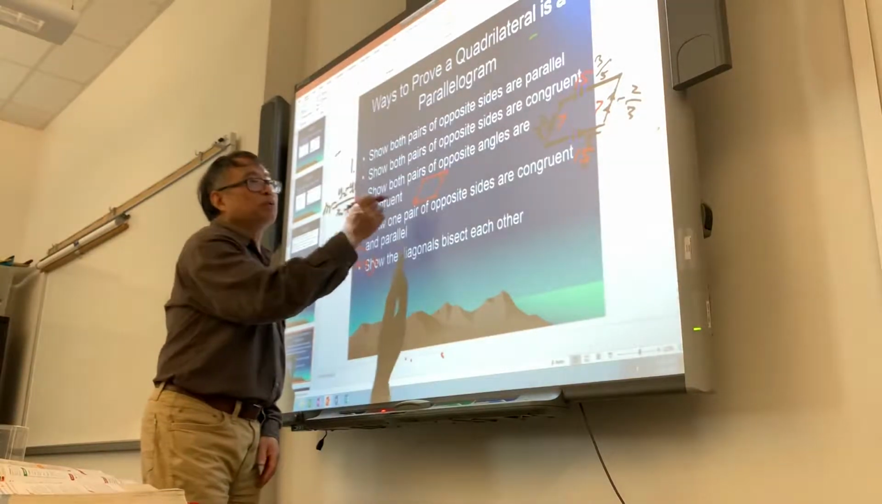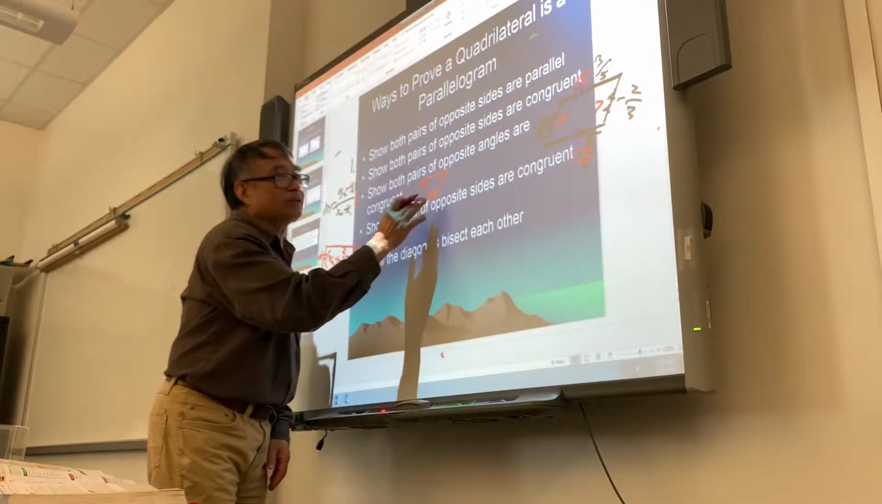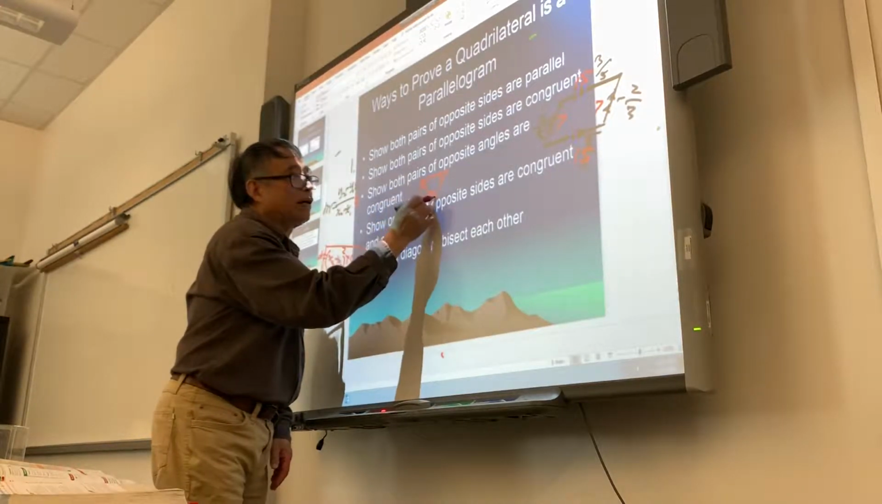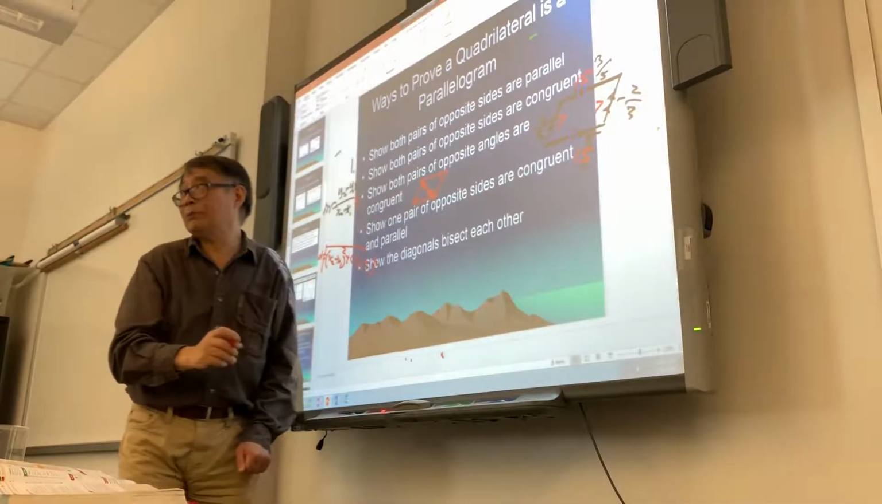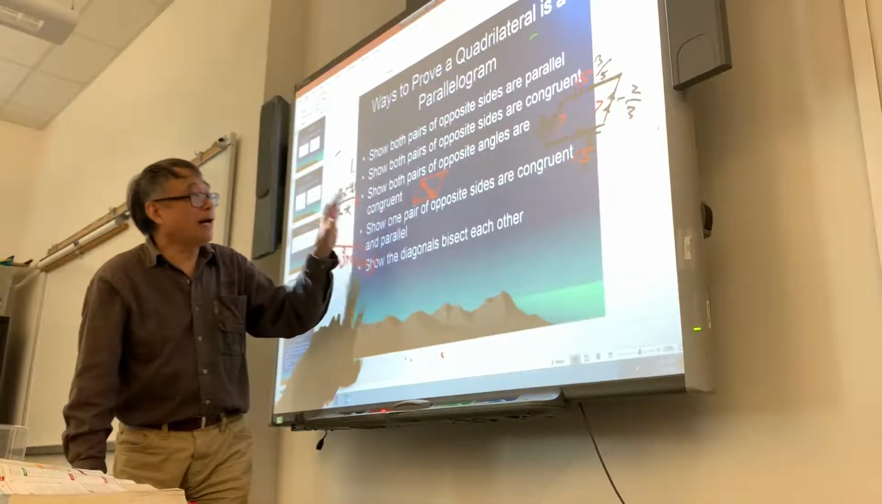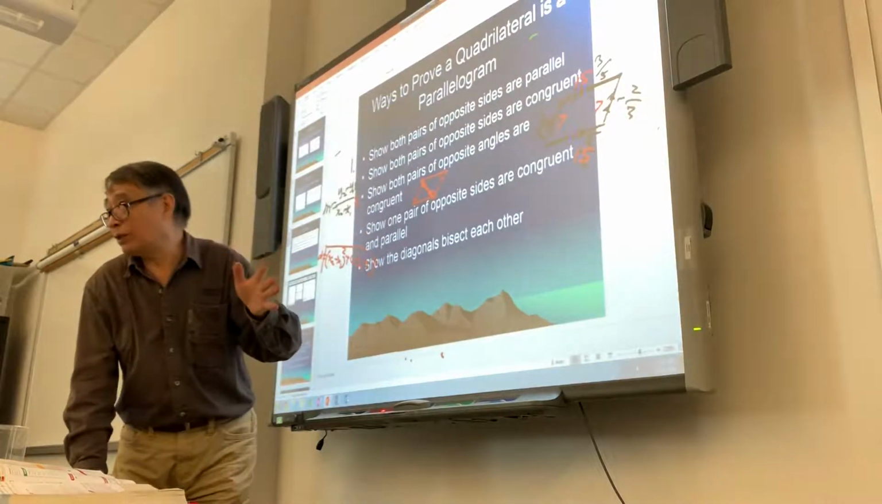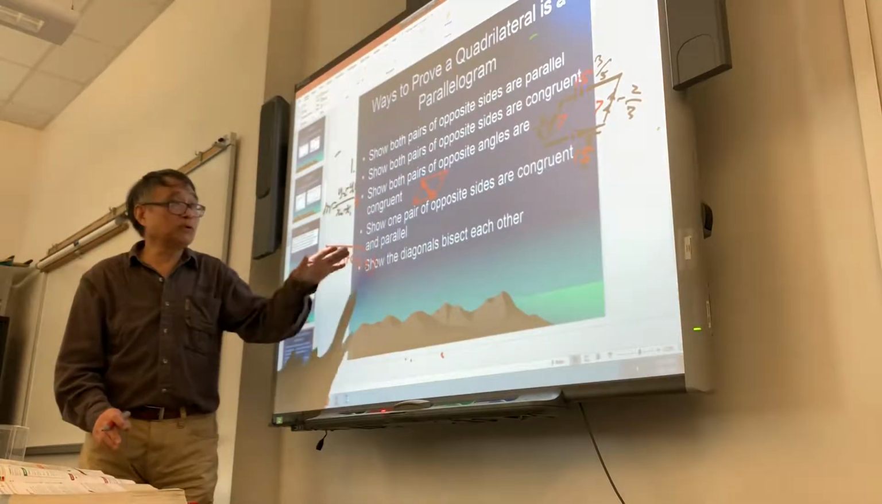So you have to prove this angle is congruent, and this angle is congruent. How to get this angle congruent? You can use sine law, cosine law, just lots of work. Do you understand, please? So proving both pairs of opposite angles congruent is not easy work. I hope you use number 1, number 2. Don't use number 3. Number 4, number 5, yes.